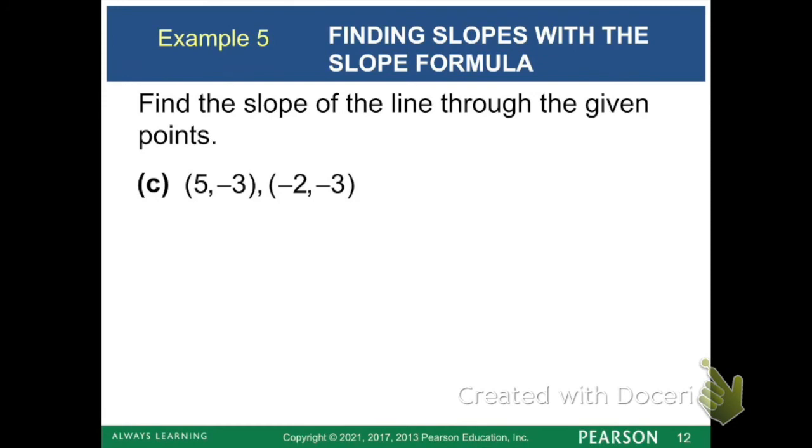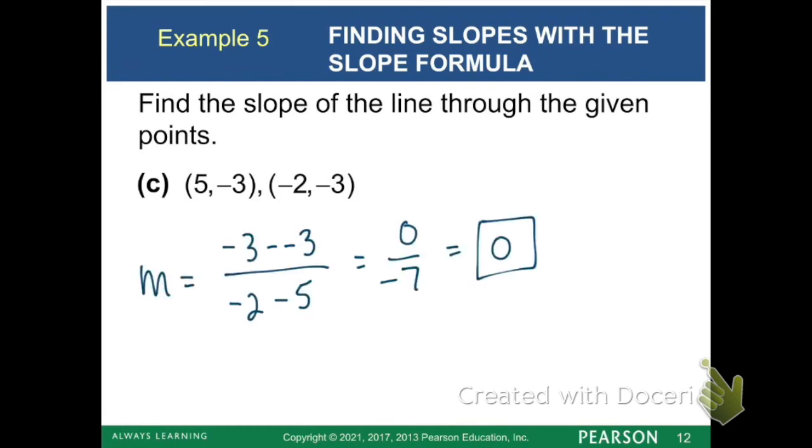Pause your video and try C on your own. You should get 0 slope because when we simplify, we have 0 in the numerator. 0 divided by -7 is just 0.